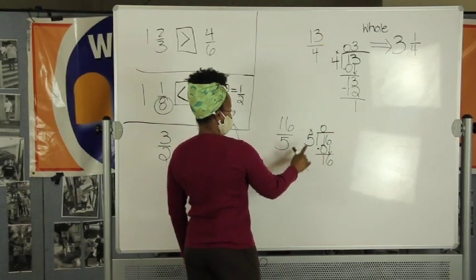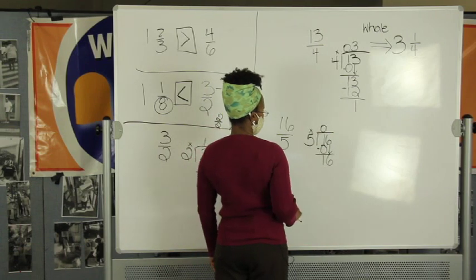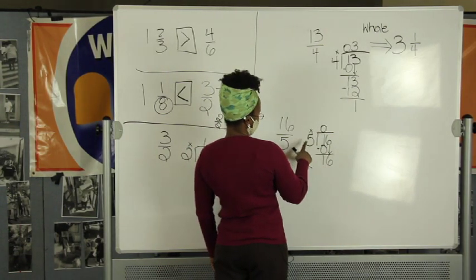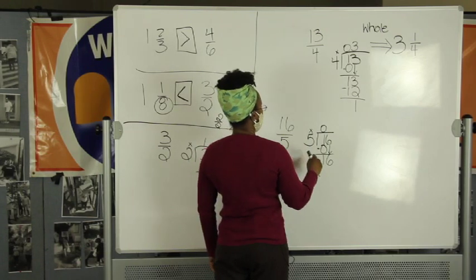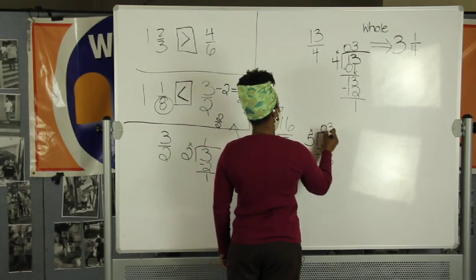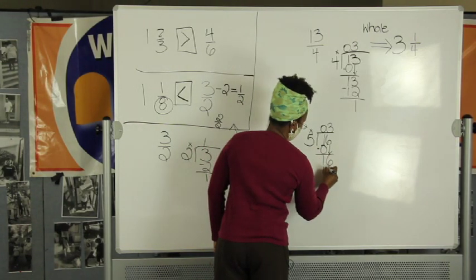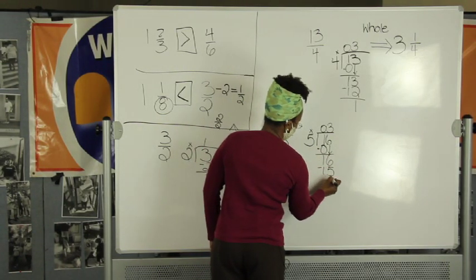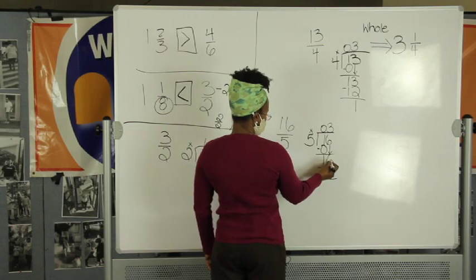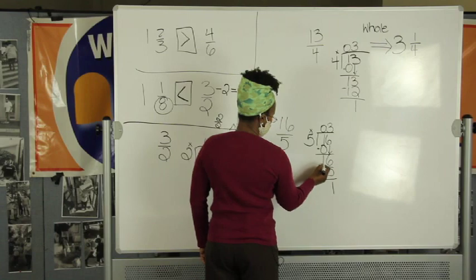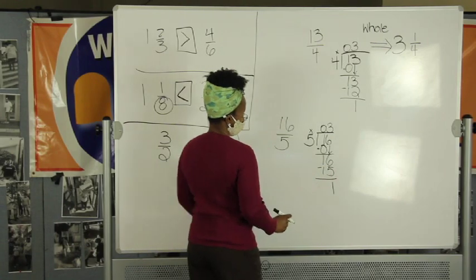5 times what number gets you as close to 16 as you want? 5 times 2 is 10. 5 times 3 is 15. That's about as close as we'll get. So 5 times 3 is 15. We subtract it. And now 6 minus 5 is 1. And nothing here because that's 0.